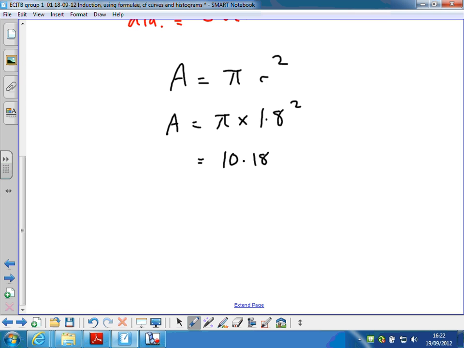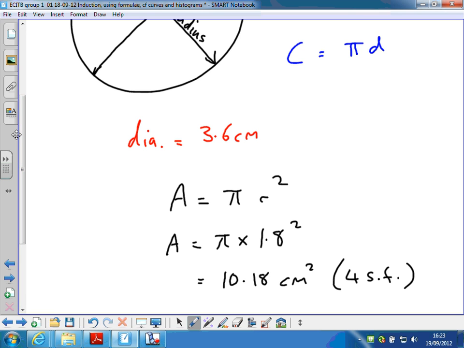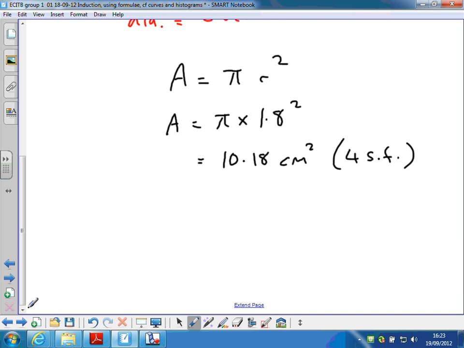Unit, deciliters squared, for significant figures. Is that appropriate for significant figures? Yeah, ignore decimal places. How many significant figures? So in your answer, yeah, so 10. 10 square centimeters to 2 significant figures.